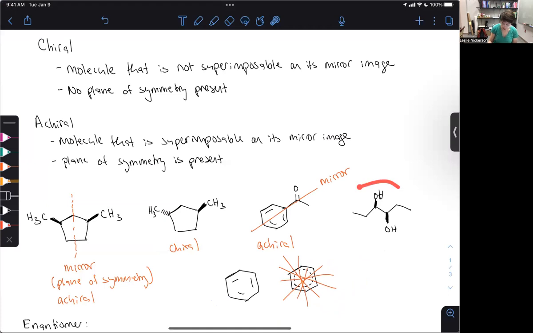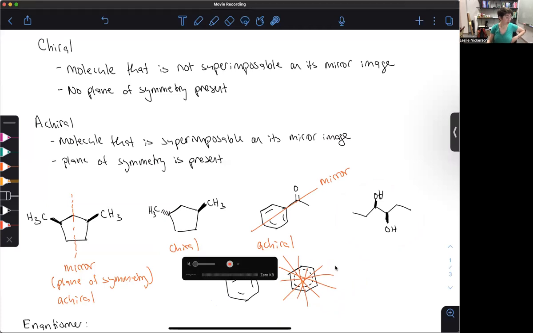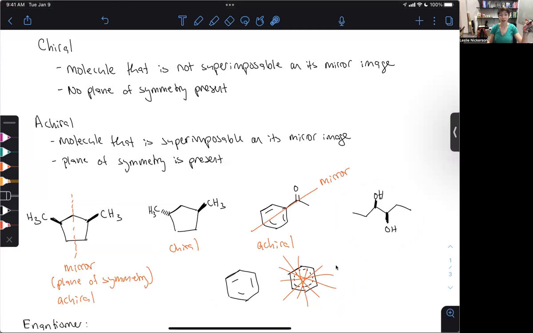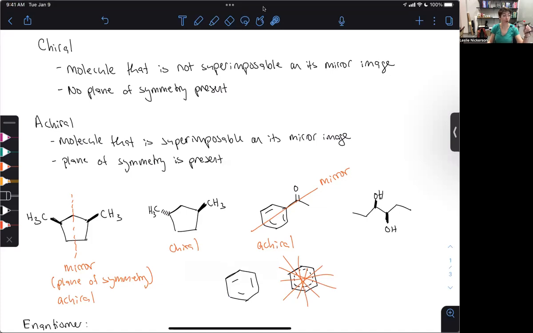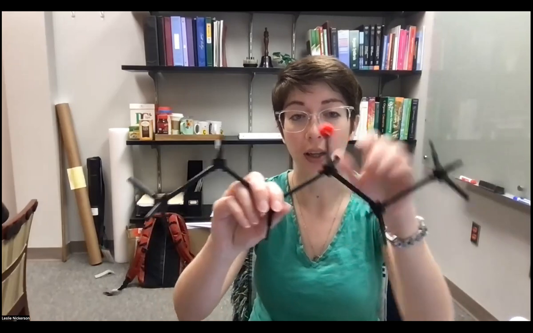So this diol here, again, this is a situation where since we don't have something that's initially observable in terms of a mirror plane, that's when it's really going to be beneficial to us to go ahead and build that model and do some bond rotations on it. And if you're really comfortable doing that on paper, there's nothing wrong with doing that. I'm just showing how to use the models because I think it's helpful.